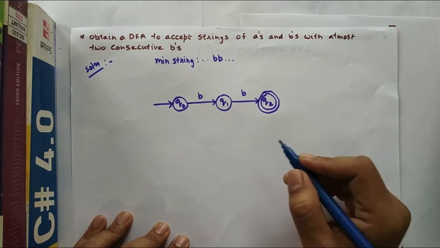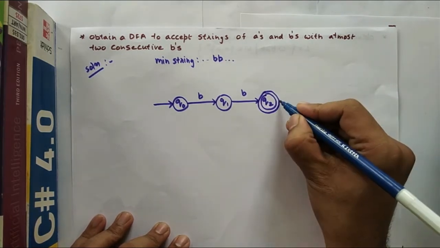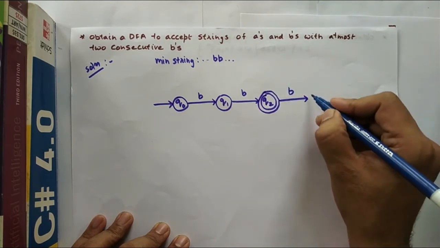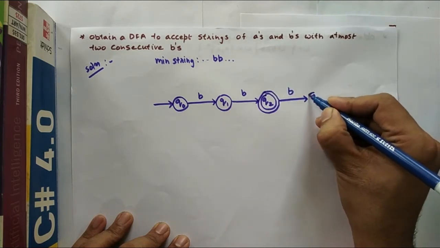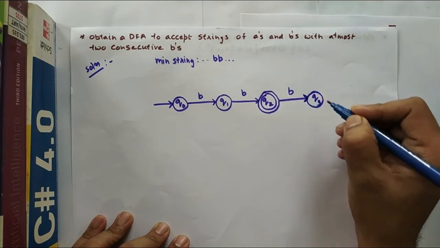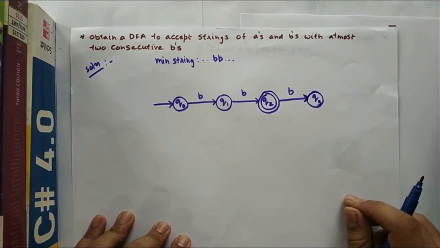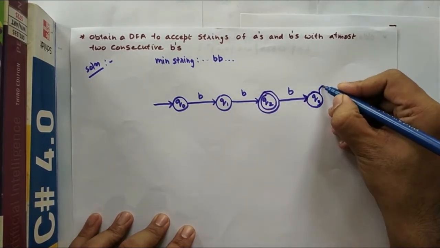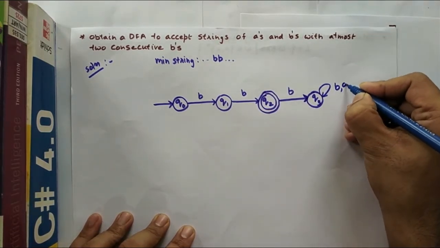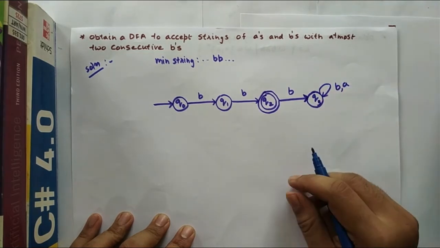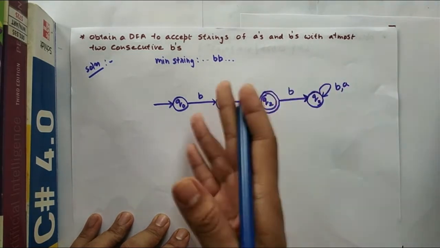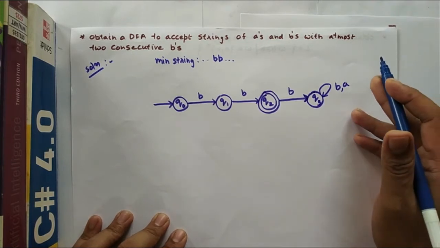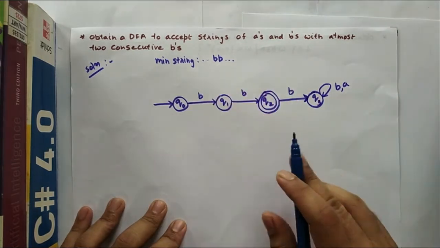Now, what will happen if the third B is encountered? Then you go to some state Q3, and as I told you in the previous problem, we can term Q3 a dead state. That means the moment 3 consecutive B's are encountered, any more number of B's or A's that are encountered, you will always remain in Q3. Whichever string has these 3 B's will always remain in the Q3 reject state. So this is the minimum possible string.